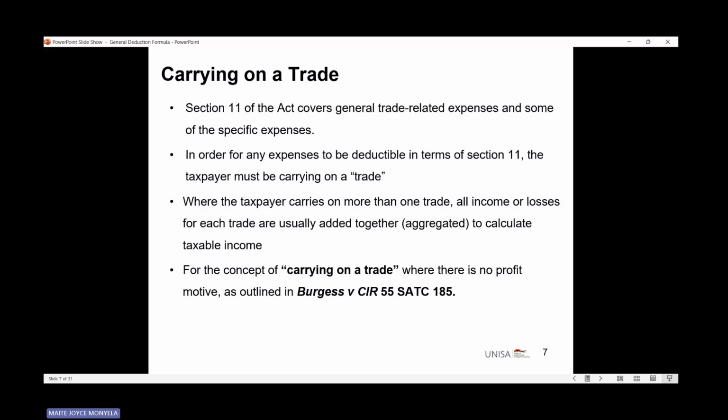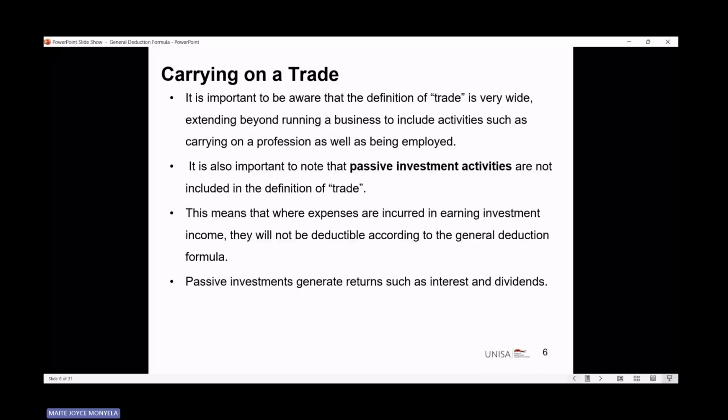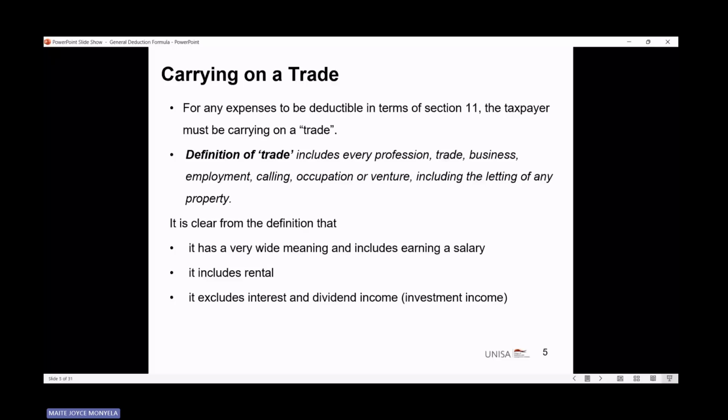For the concept of carrying on a trade, where there is no profit motive, as indicated in the case of Becker versus CIR, you can go through the case study related to carrying on a trade to identify the meaning of carrying on a trade. For the purpose of this module, you need to know what carrying on a trade is. The definition is very important.